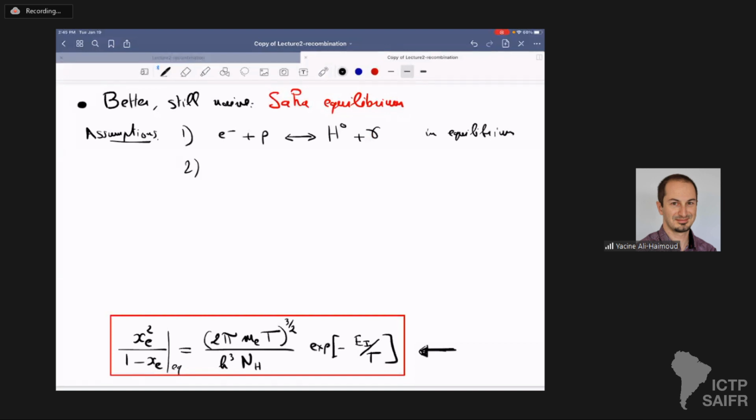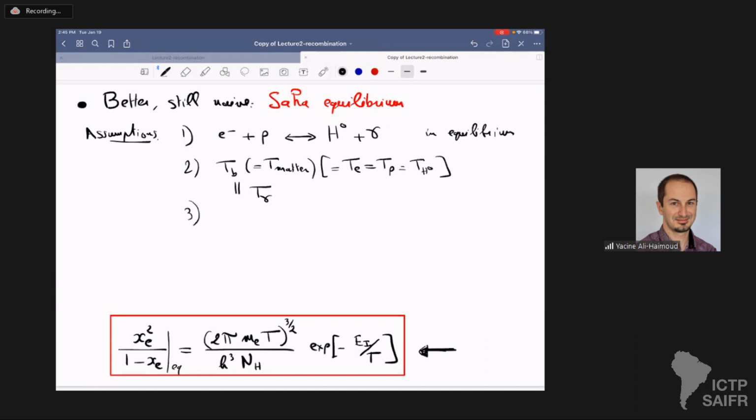So first, the recombination and photoionization reactions are assumed to be in equilibrium. The second assumption is that the temperature of baryons, which you'll also sometimes see denoted as the temperature of matter, is equal to the temperature of electrons, which is equal to the temperature of protons, neutral hydrogen, and helium. So the second assumption is that this is equal to the temperature of the photons, that matter and radiation are in thermal equilibrium with one another.